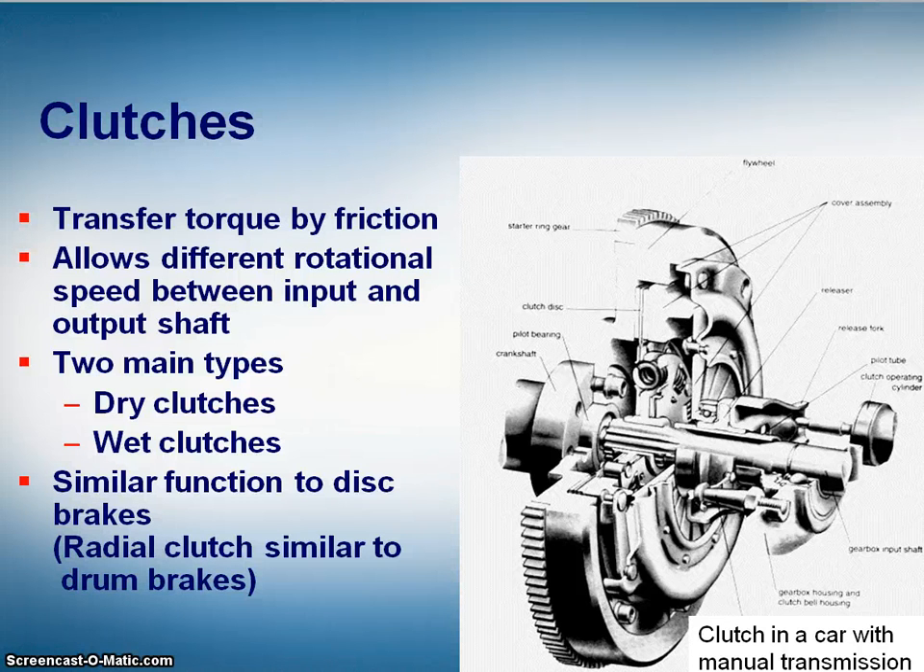Please observe that there is quite a lot of similarities between clutches and disc brakes, or radial clutches and drum brakes. The only difference is that if you have a brake, one of the parts is standing still, and if you have a clutch, both parts are rotating, or both shafts. Here to the right, we see a figure that shows a clutch from a car with manual transmission.